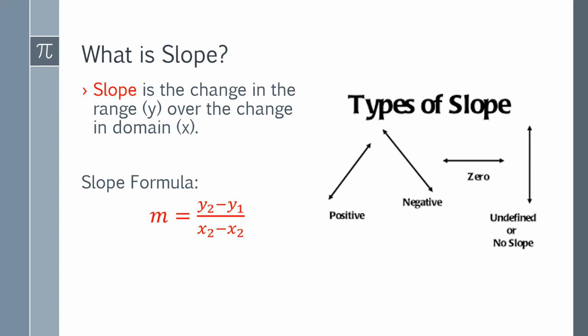So you may recall from Math 1 that the slope is the change in the range, the change in the y value over the change in the domain, the x value. Also recall from Math 1 that the slope is y2 minus y1 over x2 minus x1. That is the formula for slope, and you need to know that formula. Also, remember, if it is increasing from left to right, it has a positive slope. If it's decreasing from left to right, it has a negative slope. A horizontal line has a slope of 0, and a vertical line we can either say it has no slope or its slope is undefined.